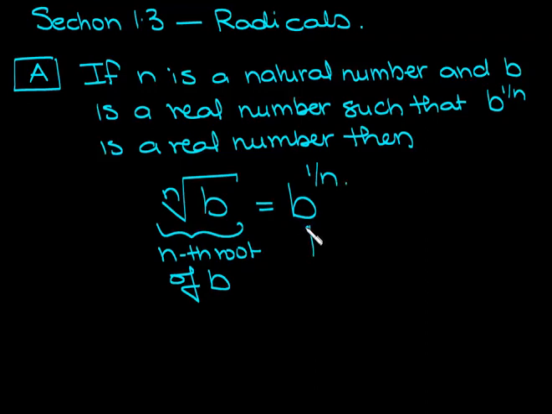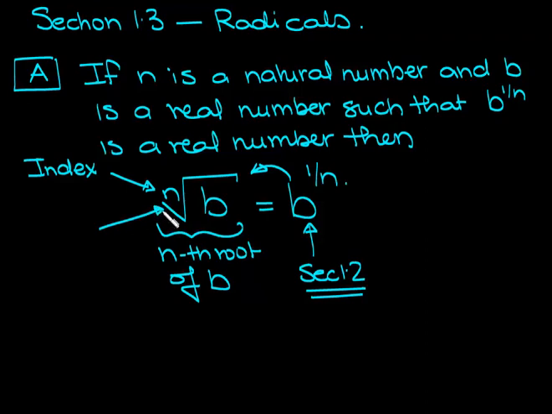We came across this in the previous section, in section 1.2, when we talked about rational exponents. So basically that was a radical in essence, because we can write it this way. n is called the index of the radical, and the symbol itself is called the radical. So that is a definition of a radical.